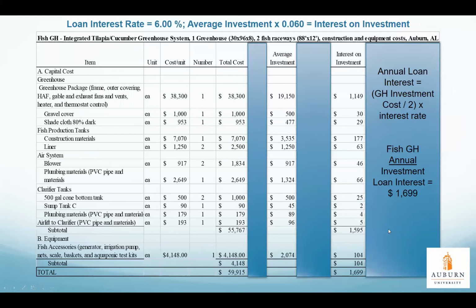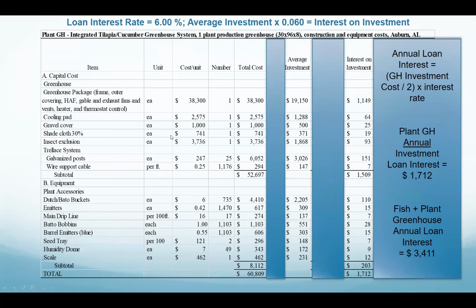And in exactly the same manner, the cooling pad, for example, $2,575 divided by 2 is $1,288, and multiplied by 6%, we get $64. We do that for all of the row items and add them up, and we get $1,712 in the plant greenhouse annual investment loan interest. And add the 2 together and we get $3,411.